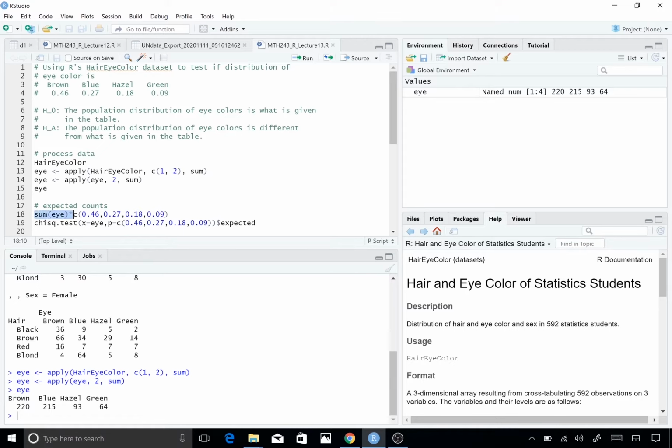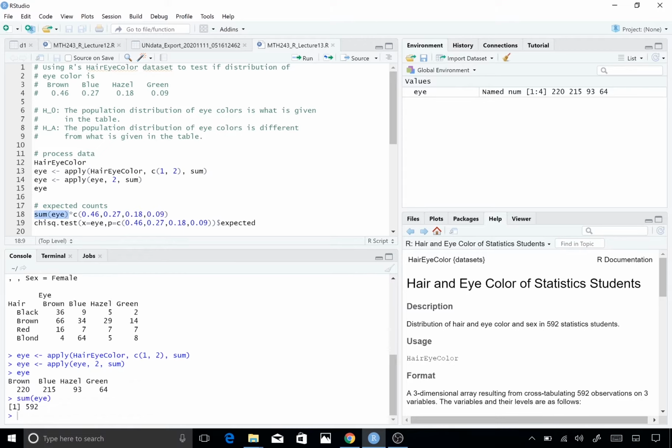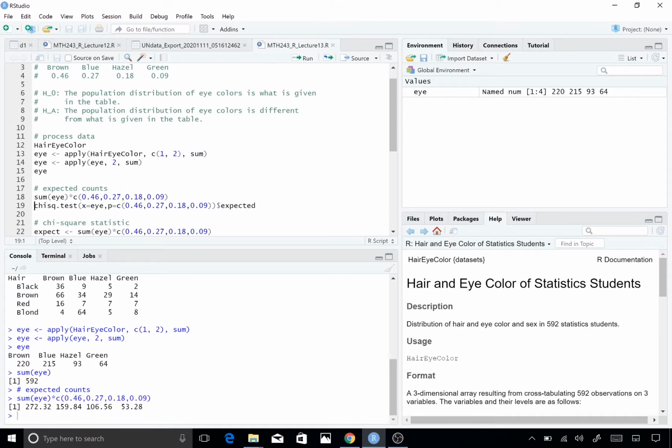If I take sum I, it gives me the total number of people, 592. If I multiply that by this vector of proportions, I get the expected counts for each category. The goodness of fit statistic is created from the observed and the expected counts, so we now have everything we need. If you're using R's chisq.test function, you can use the $expected to see what the expected counts were.